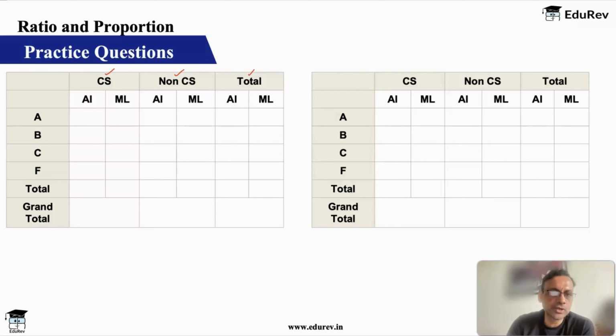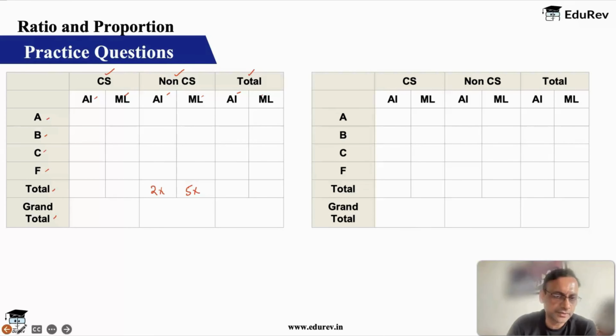So we have CS students and we have non-CS students, and then we have total. CS students we have broken into AI, ML, non-CS AI, ML and total AI, ML. Then in the row we have taken the grades A, B, C, F. We have taken the total, which is course-wise, and then we have taken the grand total branch-wise. So this is a table that you'll make. The first data tells you that non-CS students taking AI, ML are in the ratio of 2:5. So this is what you'll fill, 2x and 5x.